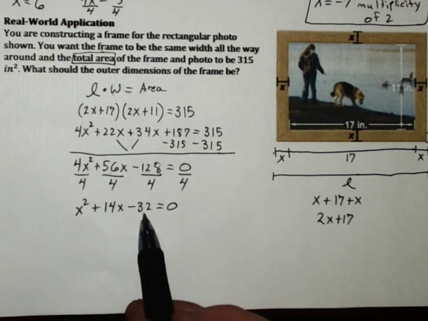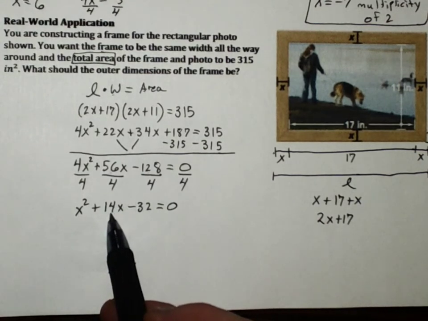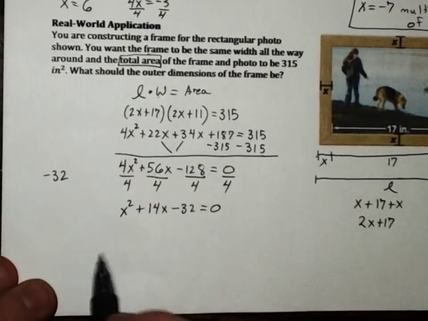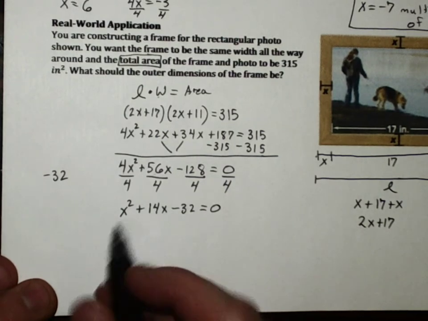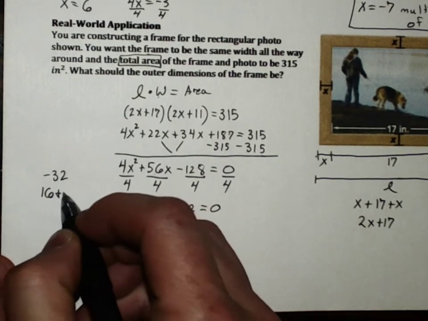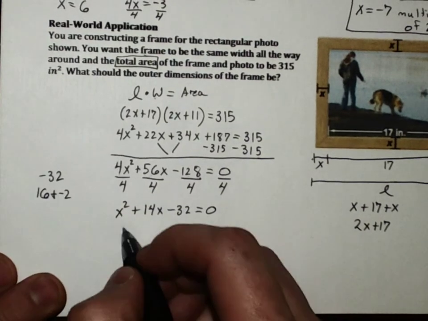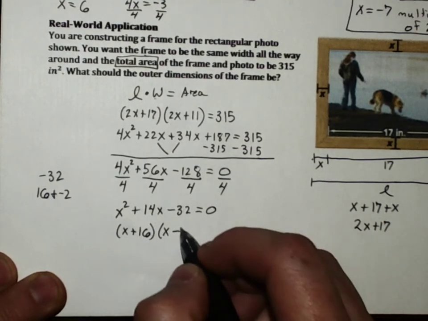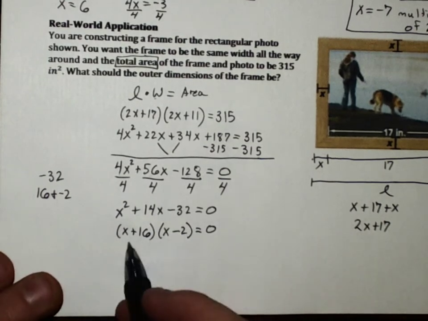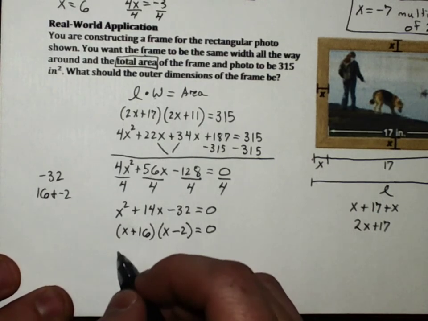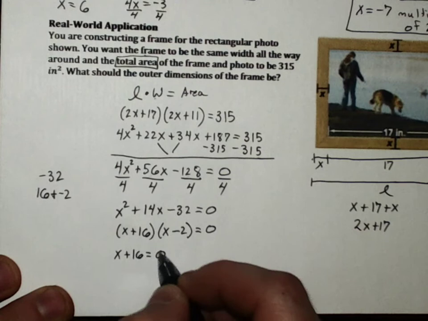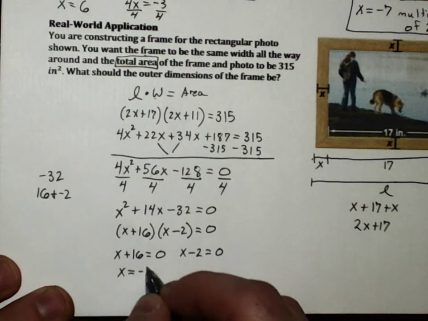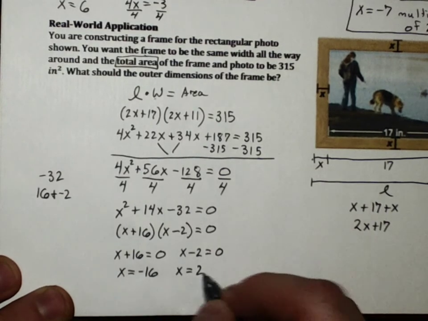What multiplies to negative 32 but adds to positive 14? So we have our target number of negative 32, but it needs to add to positive 14. So that's going to be 16 and negative 2. So I can factor this to x plus 16, x minus 2. What do I do with these two things individually? I set them equal to 0 separately. Subtract 16 over, add 2 over.